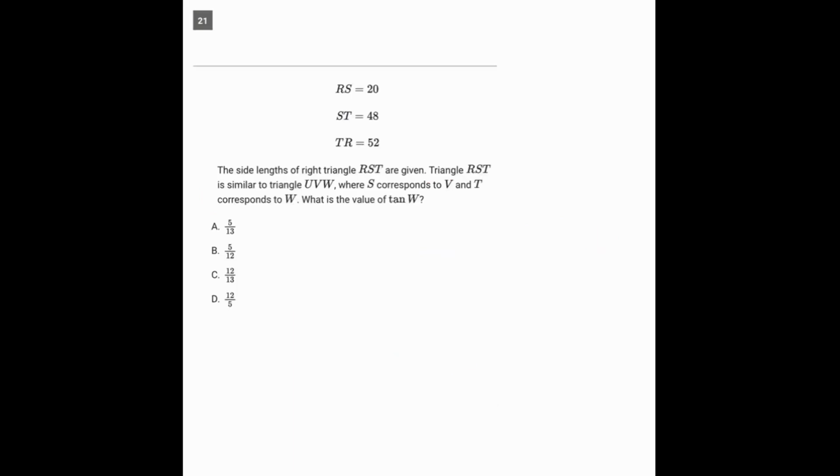Going over to question 21, here we're hearing about two triangles, RST and UVW. And an important detail is that they're right triangles. So let's draw one right triangle and let's label the side lengths. TR is 52. That's the longest one. And in a right triangle, the hypotenuse is always the longest side. That means that this right angle here has to be S, and RS is 20, and ST is 48, and this is obviously not to scale.